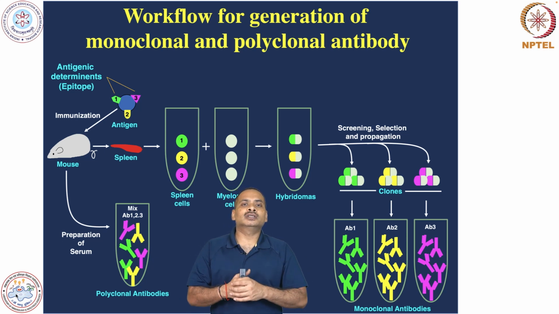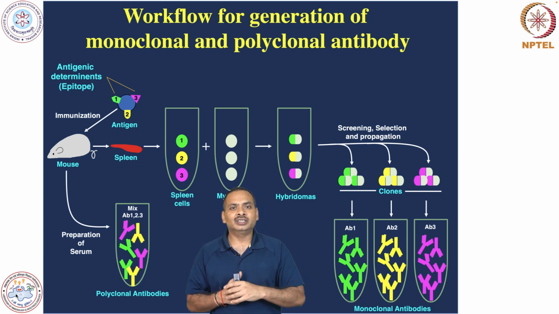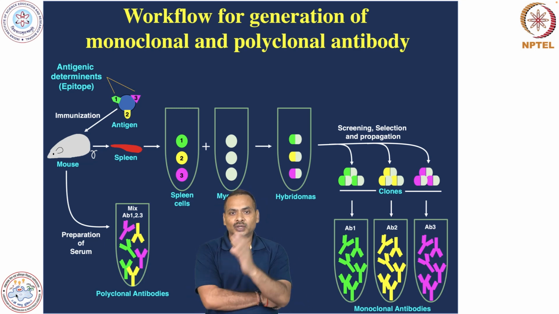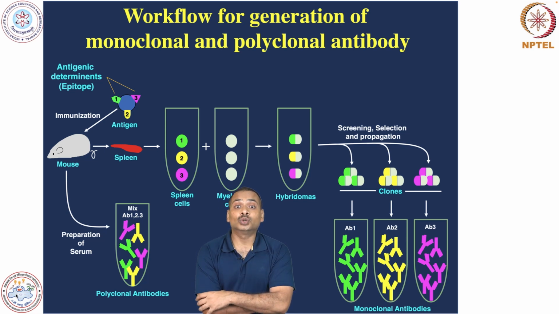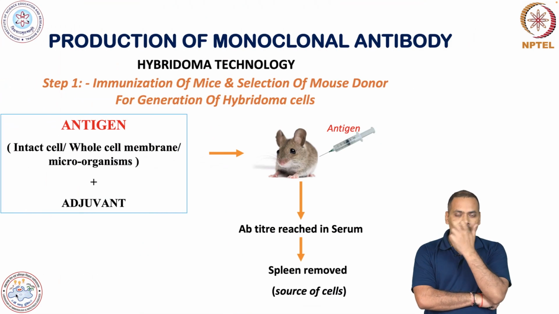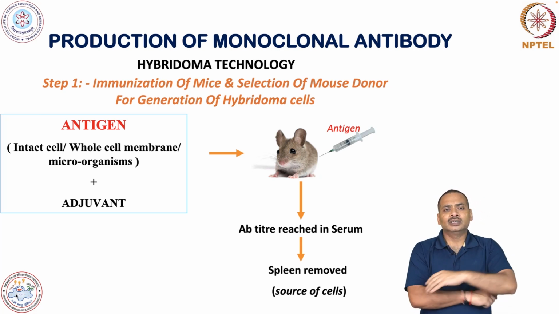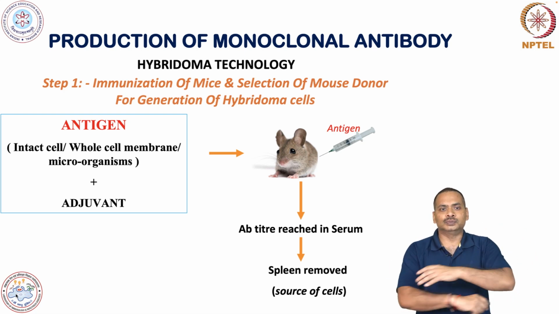Here you basically fuse with myeloma cell, and then you grow these cells individually, then you can easily make this monoclonal antibody, one kind of antibody, and this antibody we call a monoclonal antibody. So now I will talk about how to make this monoclonal antibody. In the previous slide I just showed the schematic or workflow.